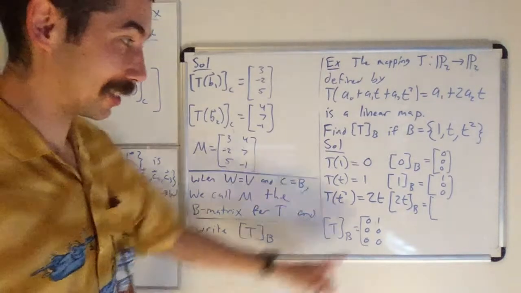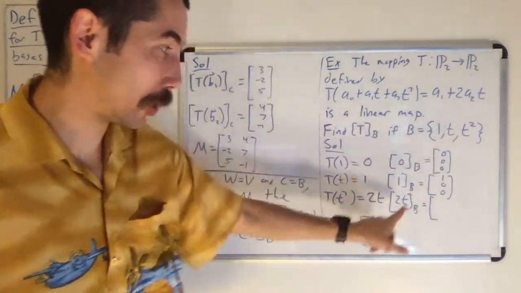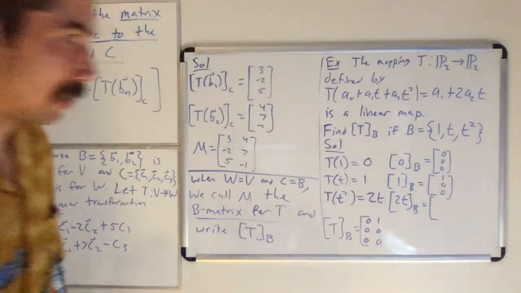Okay, well, I'll fill in the blanks. It's just read off the coefficients. There's a 0 for the constant term. There's a 2 for the t term. Yes, Cal is exactly right. 0, 2, 0.